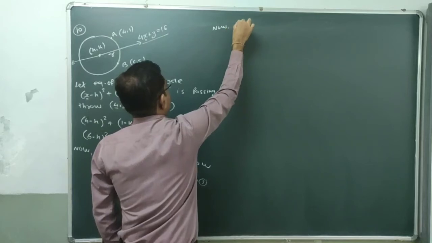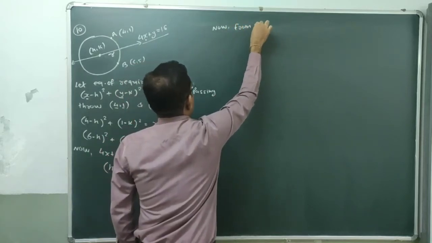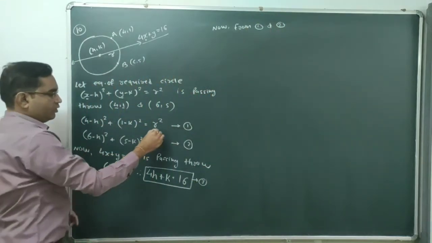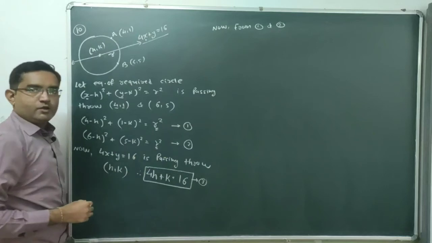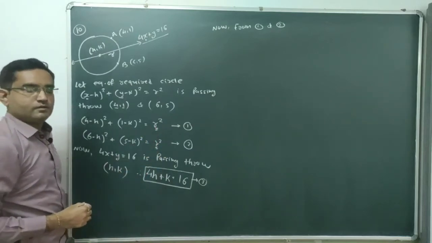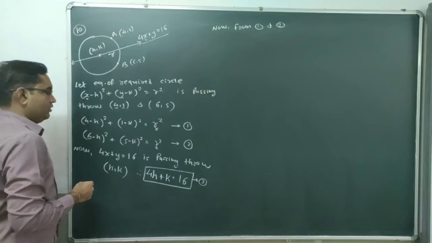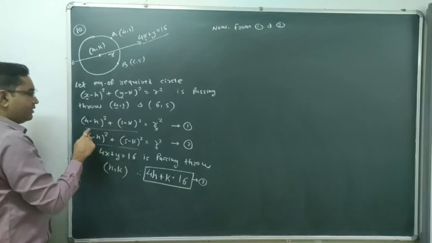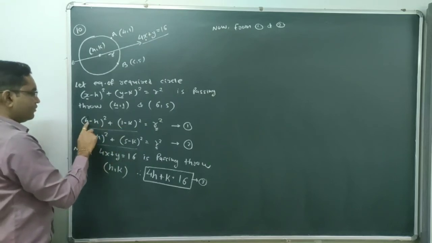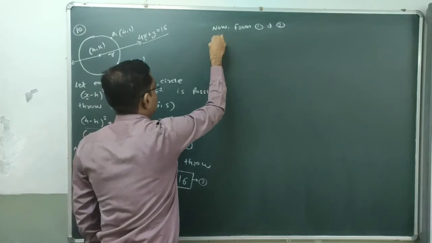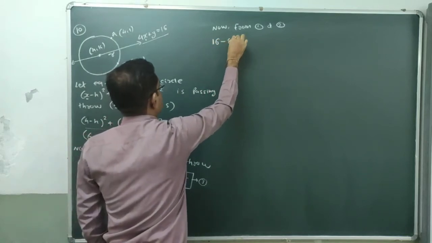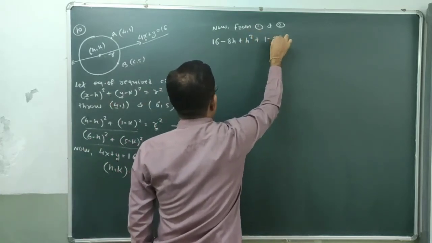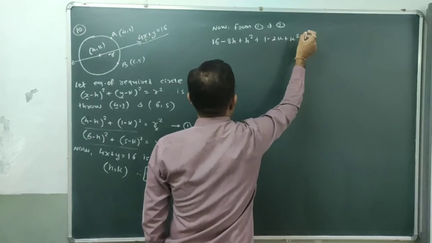now we can say from equation 1 and 2, because both the equations are equal to r square, right? In equation 1 and 2 the value of the right hand side is equal. So we can compare both equations on the left hand side. So this will be equal to this one, and comparing both sides with expansion. So (4 minus h) whole square, which is equal to 16 minus 8h plus h square plus 1 minus 2k plus k square.